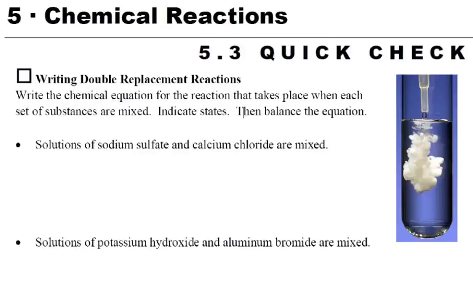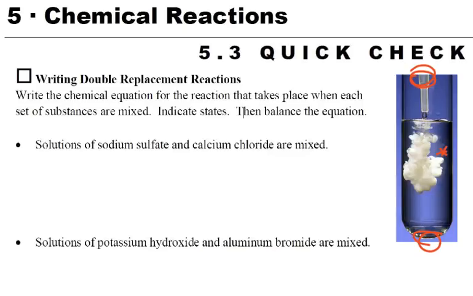I'm going to go through the 5.3 quick check. Starting off here, over on the side, we have a nice picture of a precipitate forming in a double replacement reaction. There were two chemicals in the container, and another two chemicals in the test tube. When they mixed, we made new combinations that formed a precipitate.